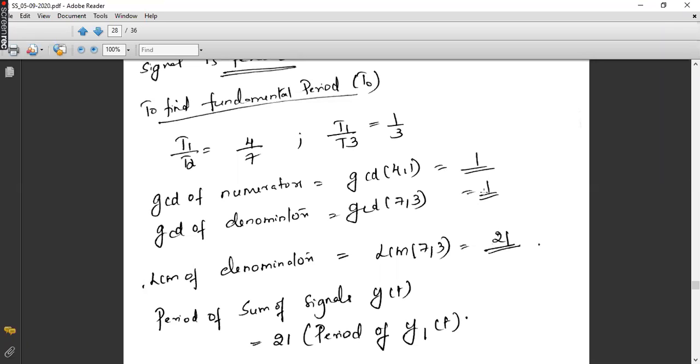You may ask, why, sir, are we not taking the GCD of 4 and 1 and the GCD of 7 and 3 into account? You are taking only the LCM of 7 and 3 to find the time period of the signal. Since the GCD of 4 and 1 is 1 and the GCD of 7 and 3 is 1, I'm not taking them into the LCM. Suppose it would have been 2 or 3 in place of 1, then you could take it here to find the LCM. That I will deal with in another problem. As of now, since the GCD of the numerators and the GCD of the denominators are both 1, we have taken the entire denominator as such to find the LCM.